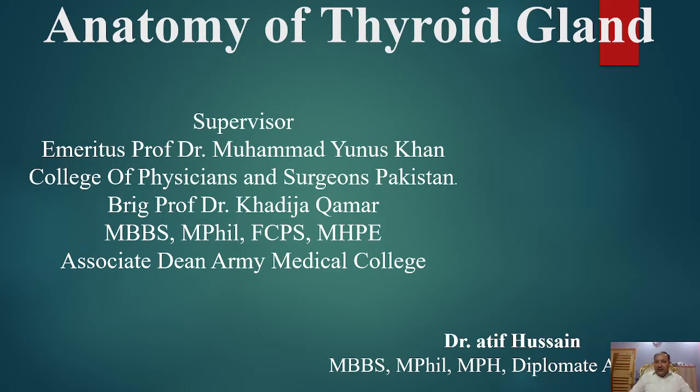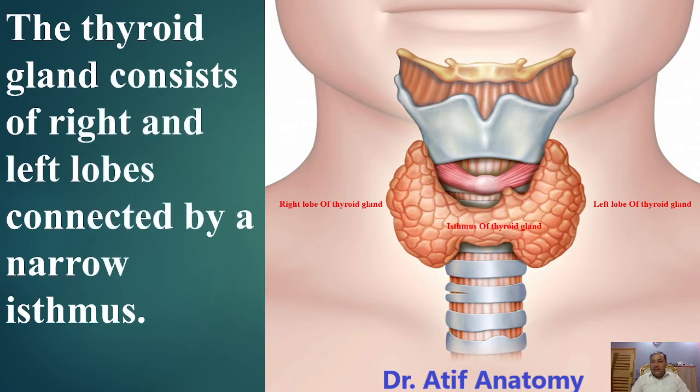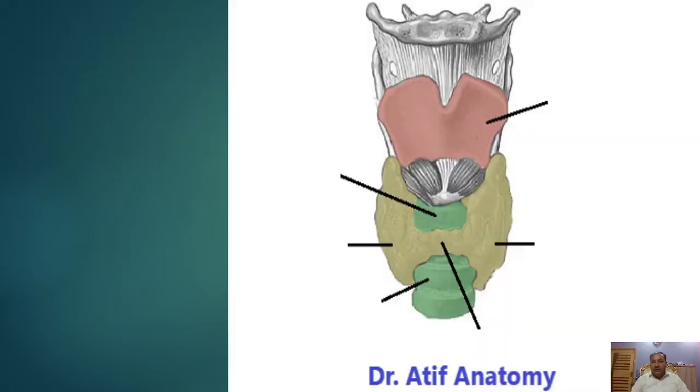What is the thyroid gland anatomy? This is our topic. We know that there are two lobes of the thyroid gland, the right lobe and the left lobe, which are connected with each other by the isthmus of the thyroid gland. These two lobes are also called the lateral lobes of the thyroid gland, which are connected by the isthmus.